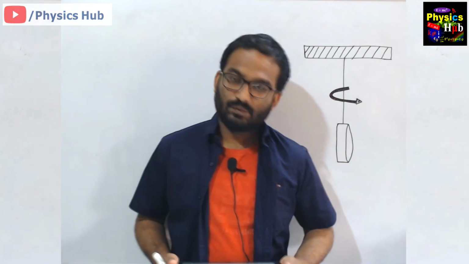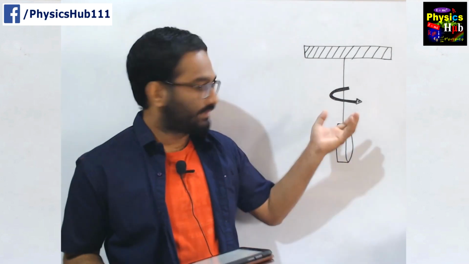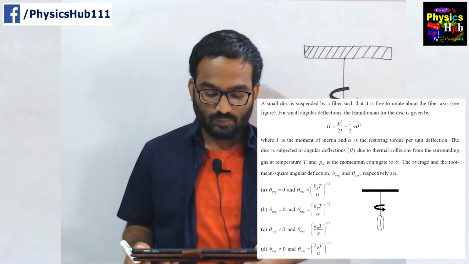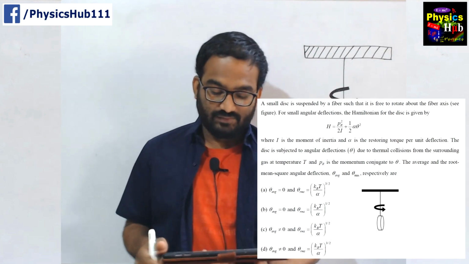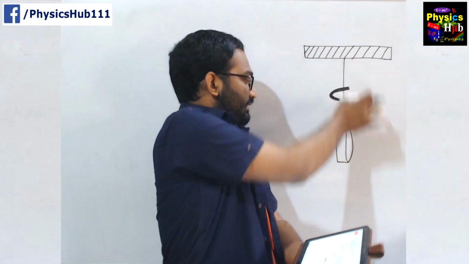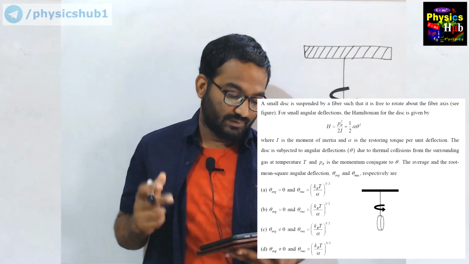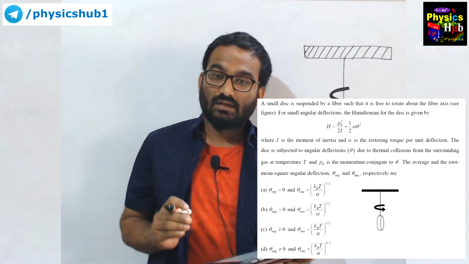So in today's problem we are going to discuss a problem like this. I'm just reading the problem. A small disc is suspended by a fiber such that it is free to rotate about the fiber axis. So this is the fiber axis, this is the disc, so it is free to rotate about the fiber axis. For smaller angular deflection, the Hamiltonian of the disc is given by this equation.